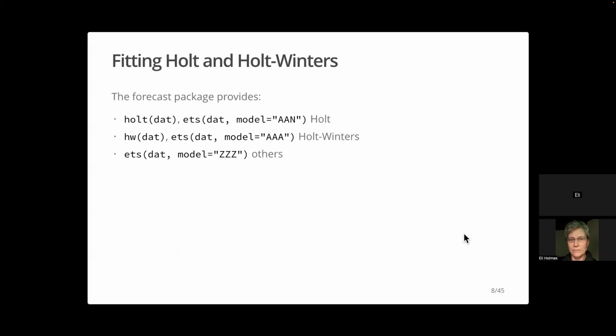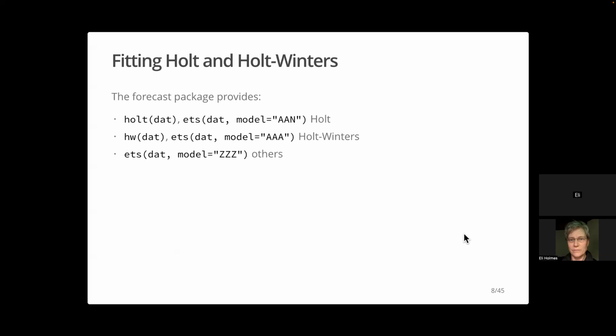All right, so fitting these, how do we do this? So we're going to use the forecast package, and the forecast package has this function Holt, and then this function HW, which stands for Holt-Winters. You basically pass in the data, and it'll give you the fit. Simple, it's fitting the models that I just described.